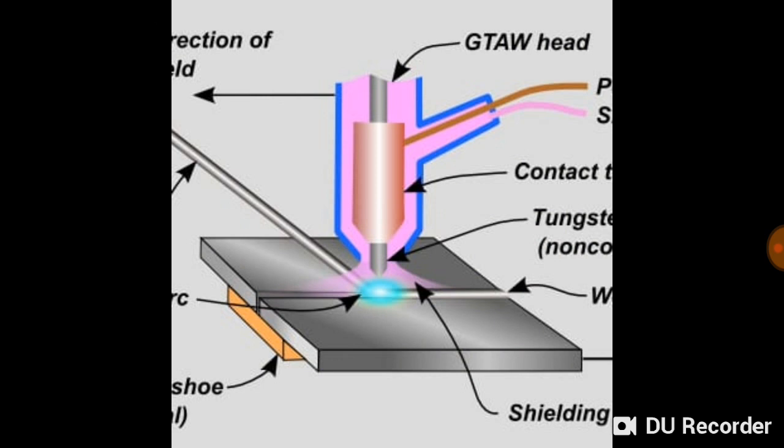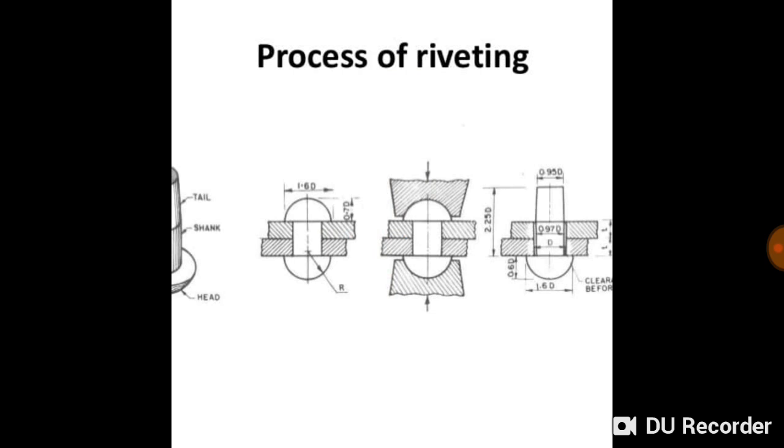And now we will see riveting. As you can see, it goes from right to left. First, the rivet with the shank and the tail is put between the two plates which are to be joined, and then it is pressurized from the other end so that it takes the shape of the rivet head on the other side also.